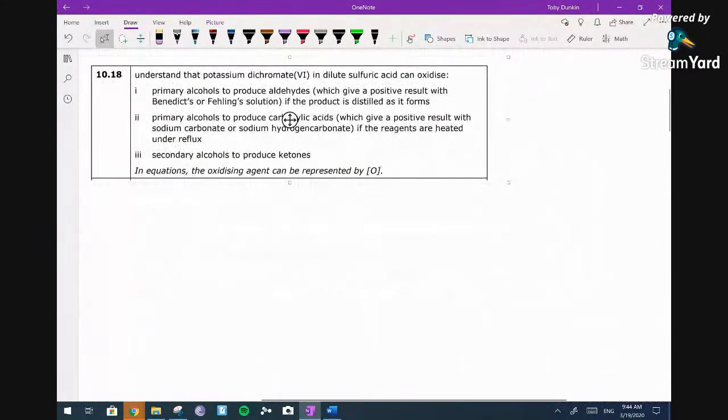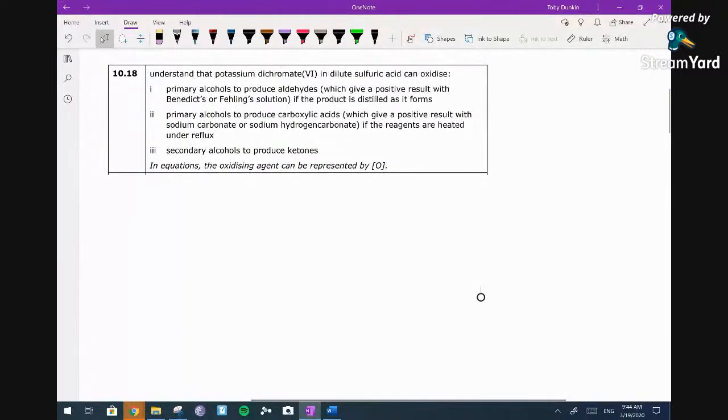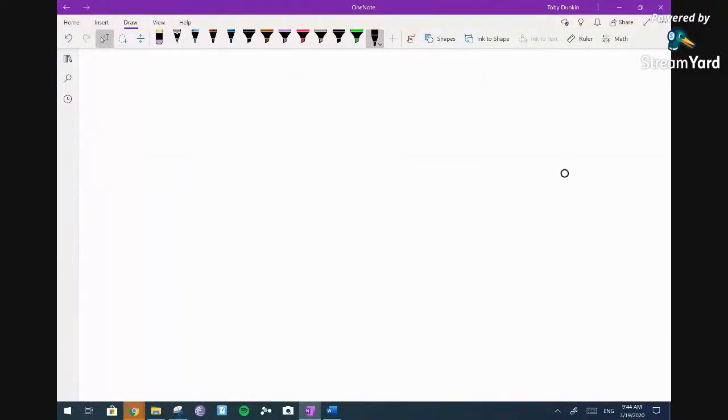Okay, so understanding that potassium dichromate in dilute sulfuric acid can oxidize primary alcohols and produce aldehydes. Test for the aldehyde group that is formed. Primary alcohols can be oxidized, of course, to carboxylic acids. By the way, it's nice to do the GCSE reminder, because at GCSE we get to do oxidation. So, subtitle: oxidation of alcohols.